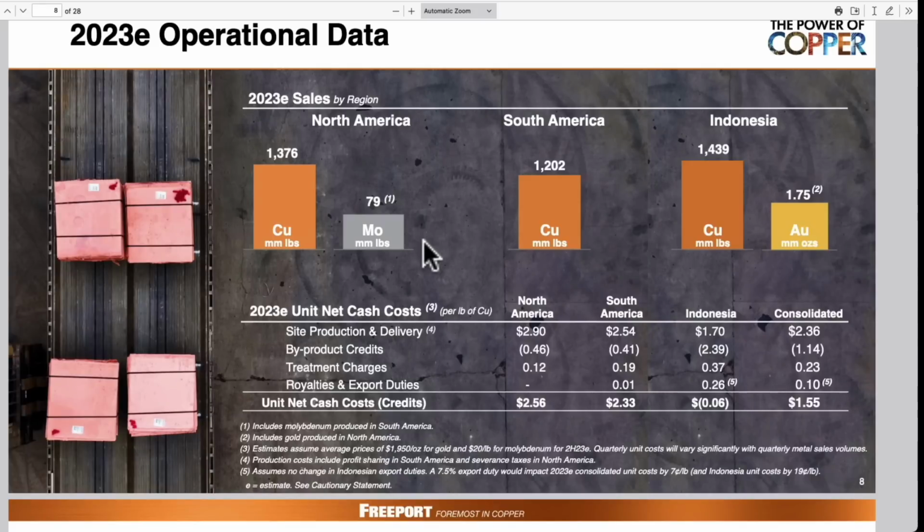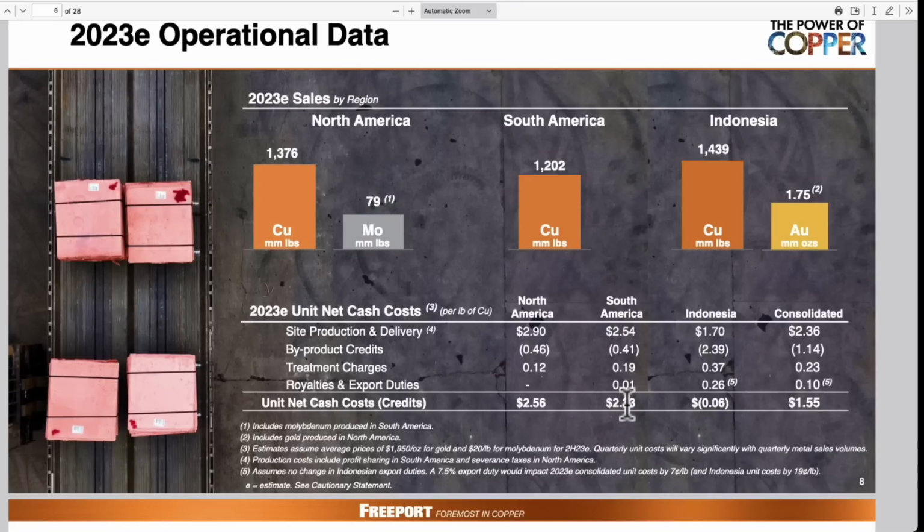This is their costs for copper here. This is an interesting chart. Unit net cash costs per pound of copper. North America, unit net cash cost $2.56. Site production and delivery $2.90. Byproduct credits 46 cents. Treatment charges, you get to $2.56.